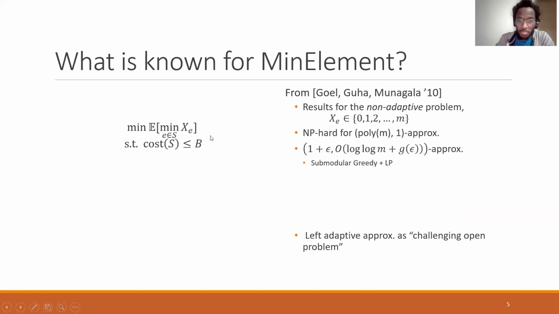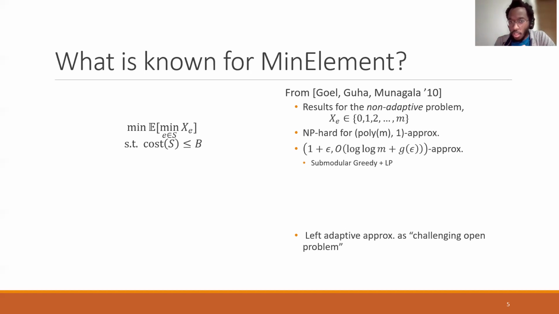Okay, so what is known actually for this minimum element objective function? We wrote the problem statement here on the left, and we're going to look specifically at the case where there's a knapsack constraint for our set. Most of what we know is from "How to Probe for an Extreme Value," a paper by Goel, Guha, and Munagala from 2010. And they give some really nice results for the non-adaptive problem, specifically in the case where the random variables are integers from 0 to m.